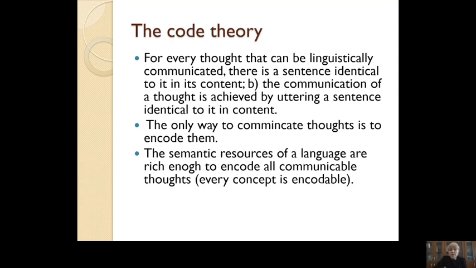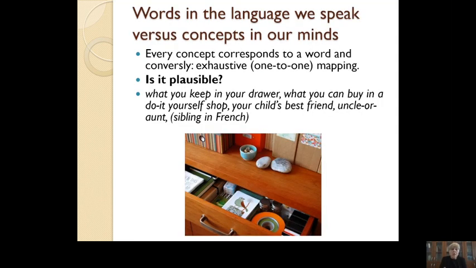Now the question is whether the code theory of communication is plausible at all. So mind you that the theory assumes that the relationship between the concepts in our mind and words that we have at our disposal to express them is one-to-one, so that it is an exhaustive mapping. But is it really plausible?